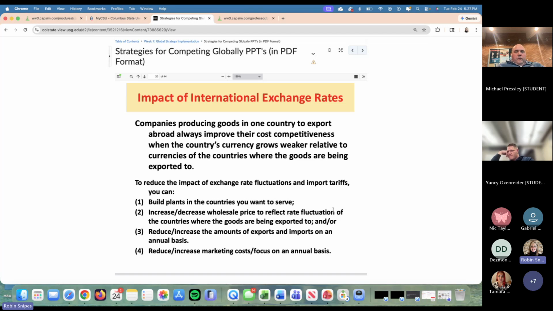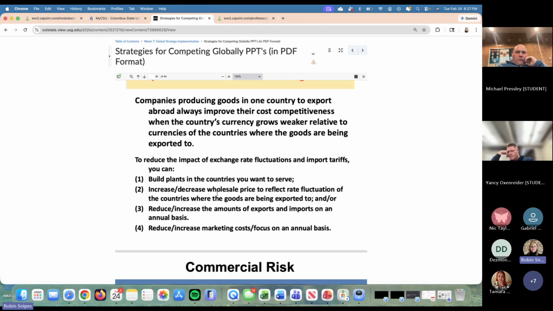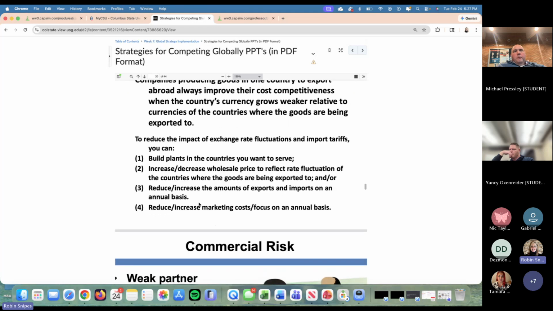We can choose to build plants in those countries. I know we're trying to build plants here in the United States, but our currency is still very strong relative to a lot of other countries' currencies, developing countries' currencies. We can also increase or decrease our wholesale price, reduce the amount of exports and imports on an annual basis. There are things we can do immediately. Building plants is a long-term solution. We can also reduce or increase our marketing costs to match the currency fluctuations going on.